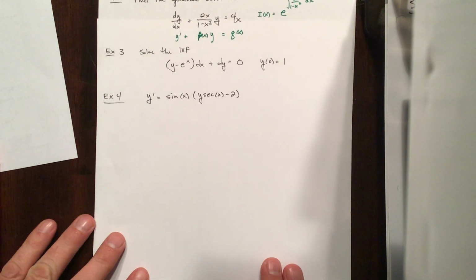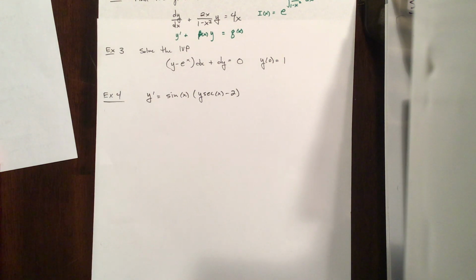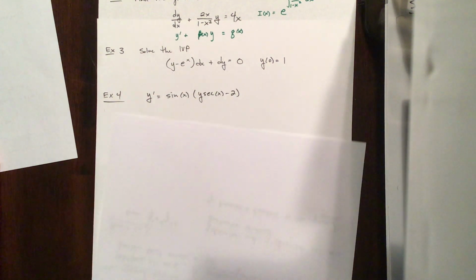All right. Example number 3. (y - e^x) dx + dy = 0. It's an initial value problem, its initial condition is y(0) = 1. Okay, let's see what we can get.